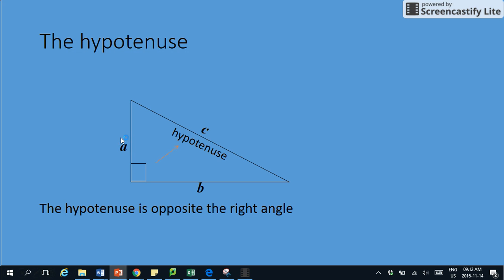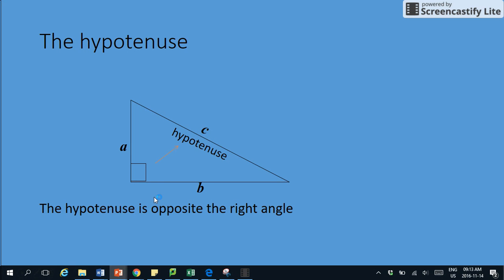What it means is that whatever a is, so if they tell you that a is 2, you would go 2 times 2. Whatever b is, say that it was 8, you would go 8 times 8, and you would get the answer. When you add those two answers together, it will give you whatever the hypotenuse is times itself again. So if the hypotenuse was 10, it would be 10 times 10.